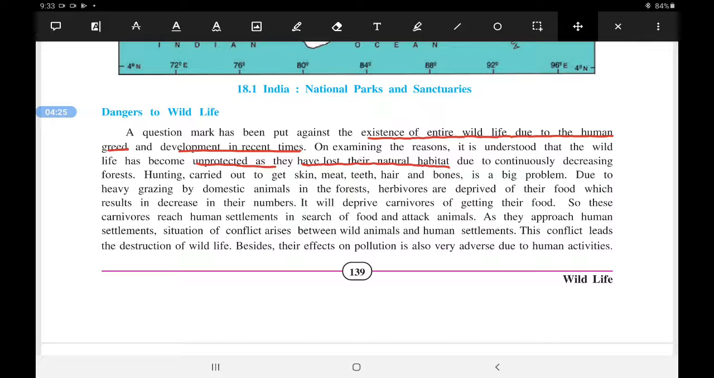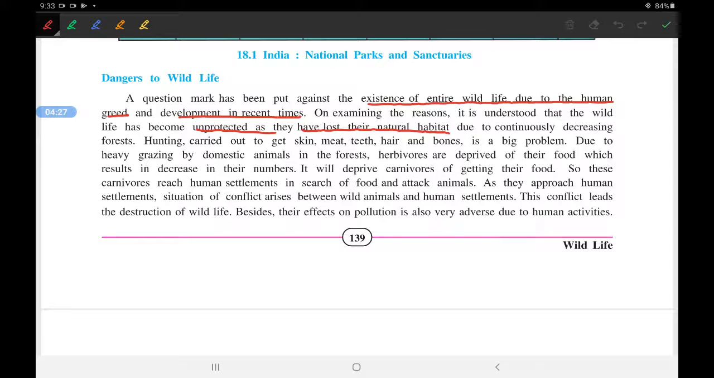Due to the continuously decreasing forest, hunting is carried out to get skin, meat, teeth, hair and bones. It is a big problem, and due to that, a lot of animals are being hunted. Heavy grazing is also one of the reasons. Due to heavy grazing by domestic animals, wildlife is also being affected.